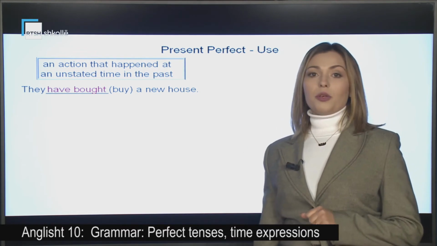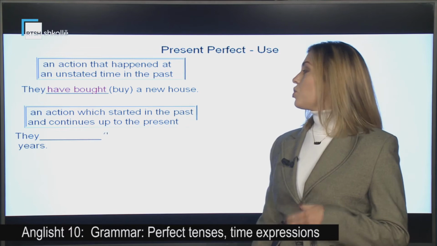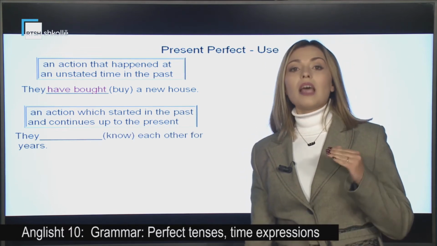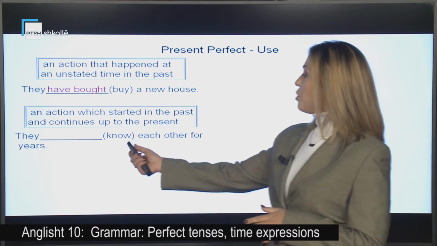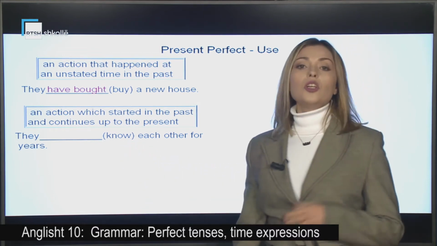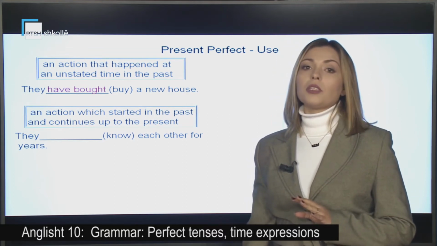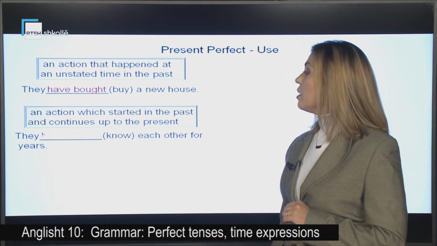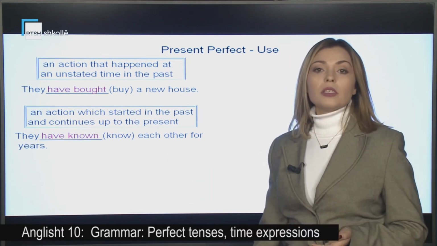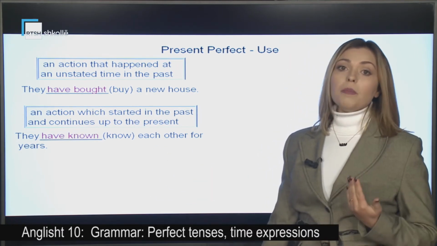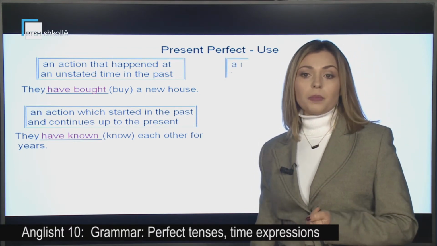Let's see another use. When we're talking about an action which started in the past and still continues in the present, we have the verb know. Know, knew, known in the past participle. So they have known each other for years. They met in the past and still continue with their friendship.